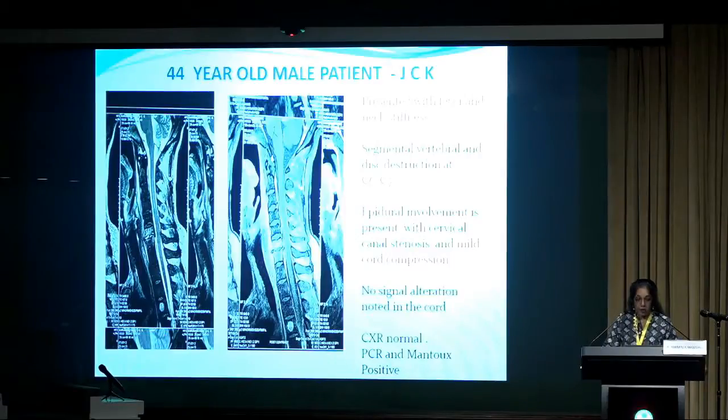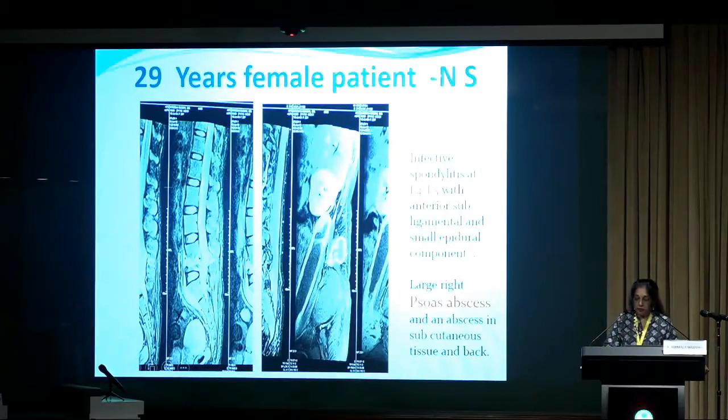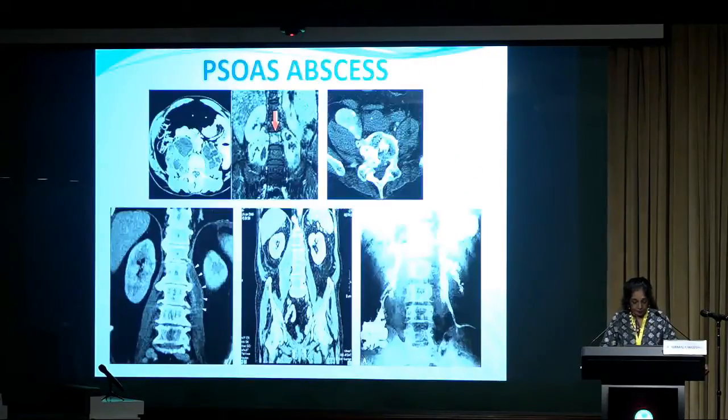This was another 44-year-old male patient who presented with fever and neck stiffness, and you can see involvement here at C6, C7 with mild cord compression. In this patient, the chest X-ray was normal, and the PCR and the Mantoux were positive. There is another 29-year-old female patient who came with backache. There is L4, L5 involvement, and there is subligamentous spread, and a small epidural component, and you can also see a psoas abscess. Not only a psoas abscess, you can see an abscess in the soft tissues. These are the typical psoas abscesses that you can get in tuberculosis.